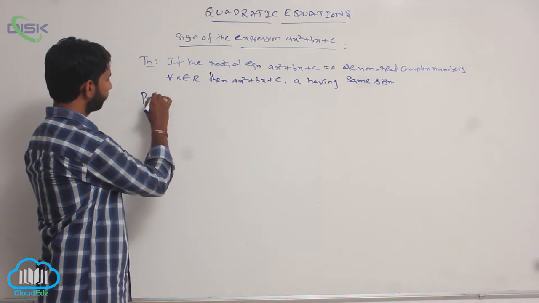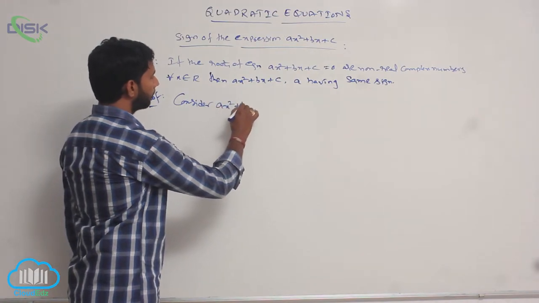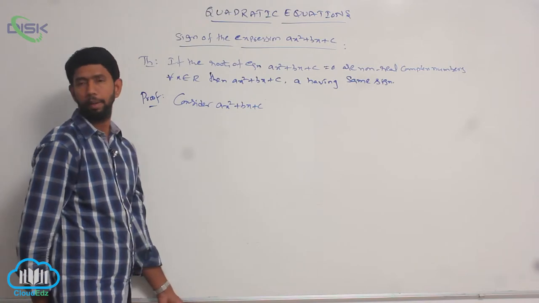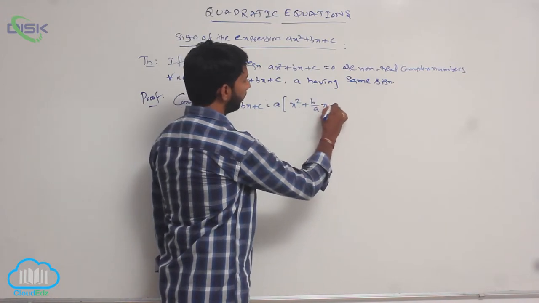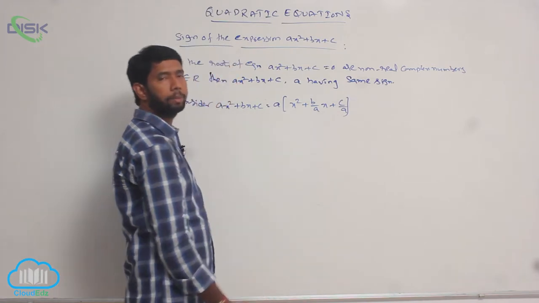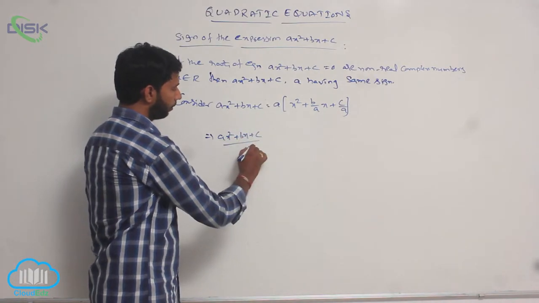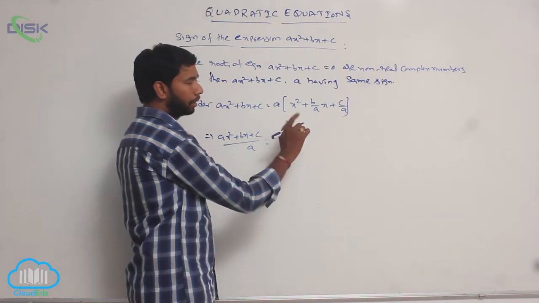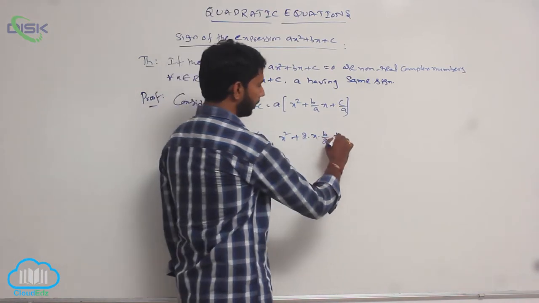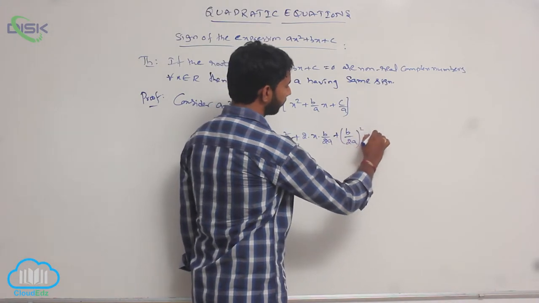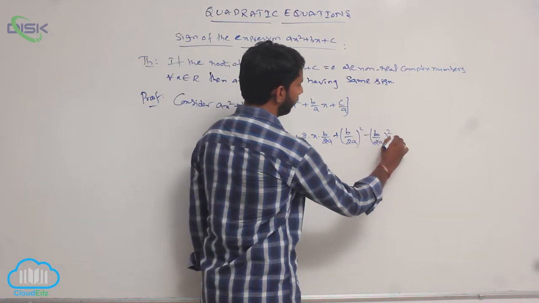Then go to its proof. Consider ax square plus bx plus c is equal to a of x square plus b by a into x plus c by a. That implies ax square plus bx plus c by a is equal to x square plus 2 of x into b by 2a, multiplying and dividing the second term by 2, plus adding b by 2a whole square minus b by 2a whole square, adding and subtracting b by 2a whole square, plus c by a.